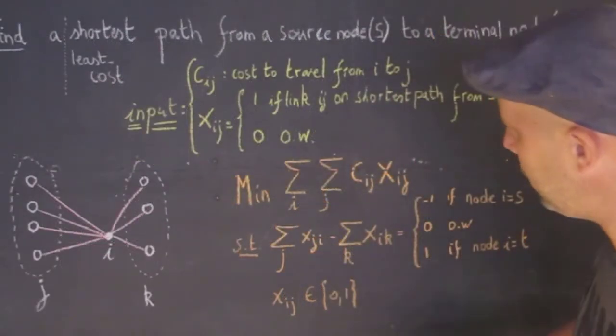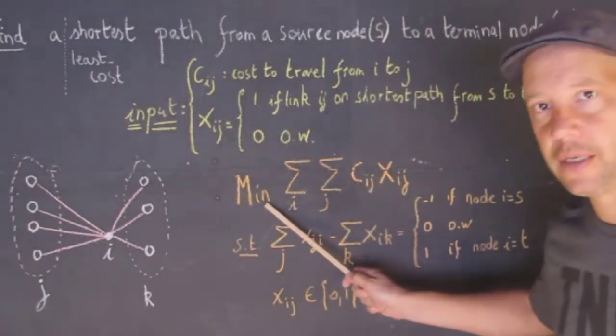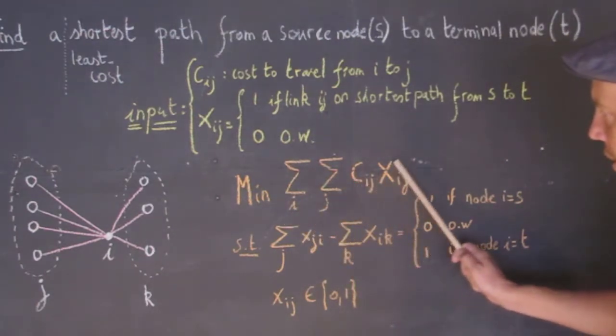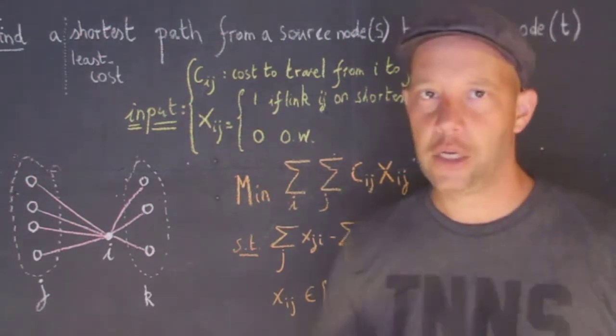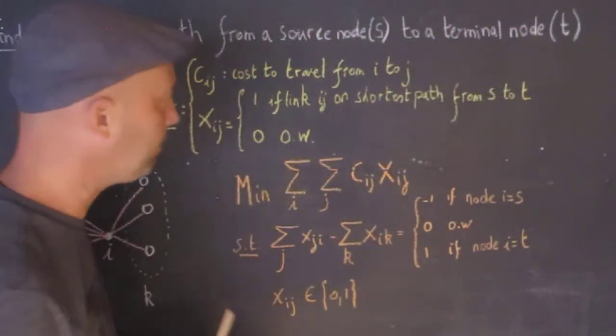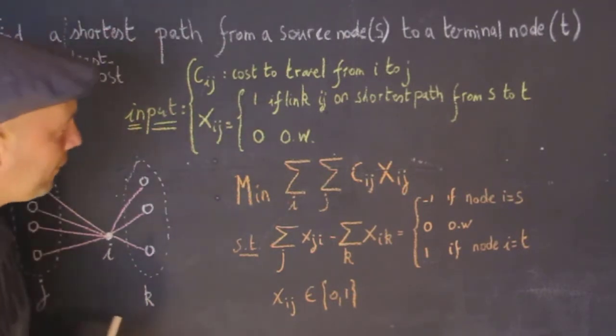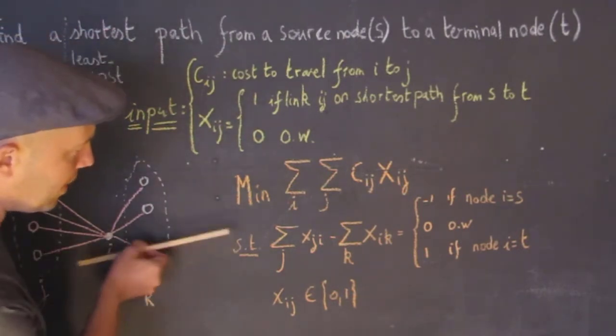So I have here a minimization. We're trying to minimize the cost, Cij times Xij. So we're trying to minimize the total cost of traveling by summing up every link that is on the path. And this constraint is quite important.